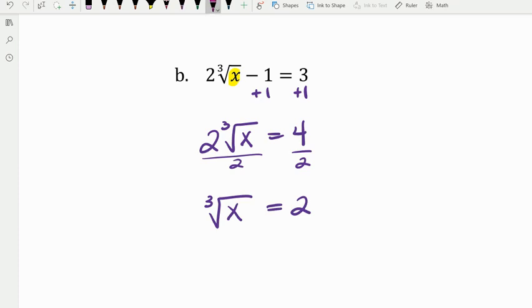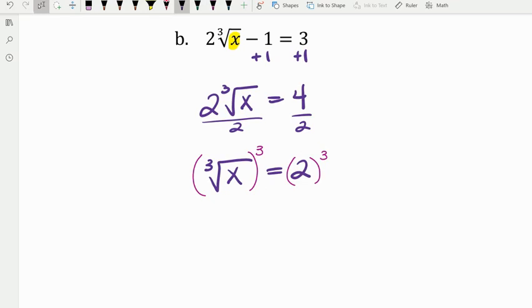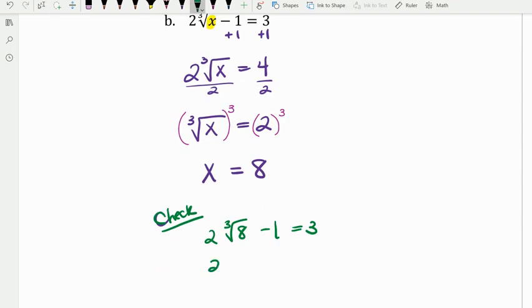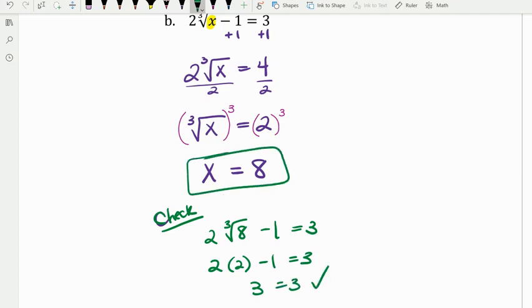Now this time, since it's a cube root, to undo a cube root, I need to cube both sides of my equation. The cube root of something cubed just gives us x, and then 2 cubed is 8. And then again, real quickly, we can check our answer just to make sure. So 2 times the cube root of 8 minus 1 should equal 3. The cube root of 8 is 2. And that's 4 minus 1, which is 3 equals 3. So it also checks out.